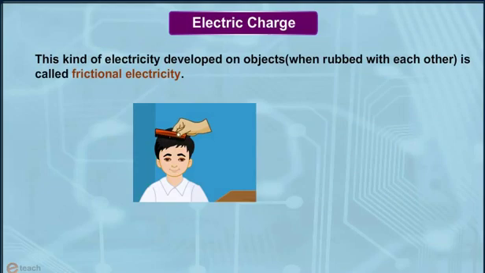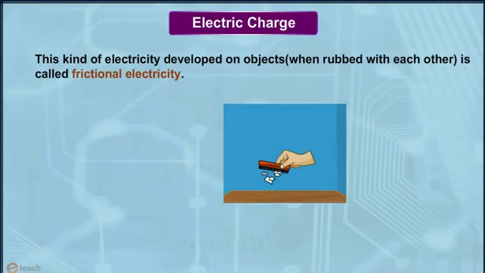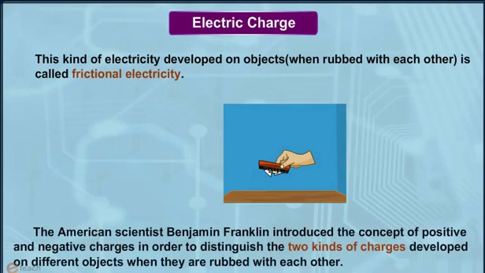This kind of electricity developed on objects when rubbed with each other is called frictional electricity. The American scientist Benjamin Franklin introduced the concept of positive and negative charges in order to distinguish the two kinds of charges developed on different objects when they are rubbed with each other.